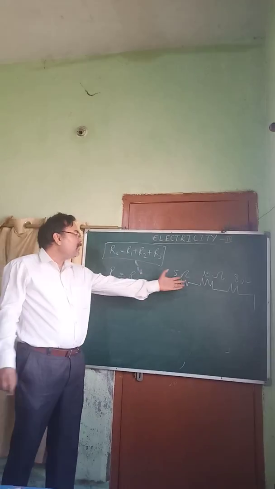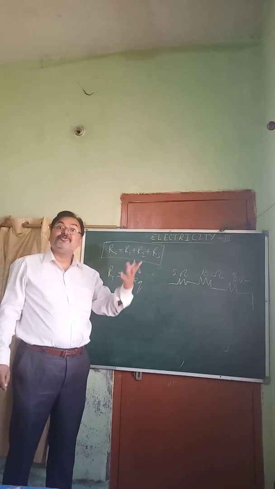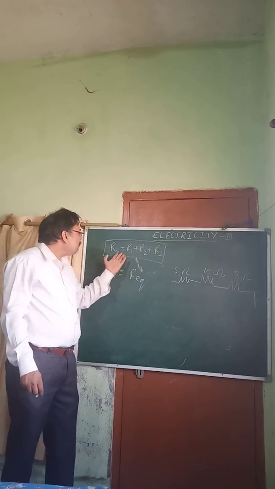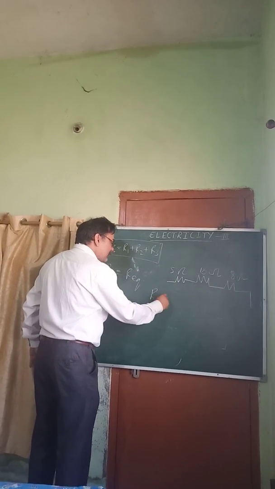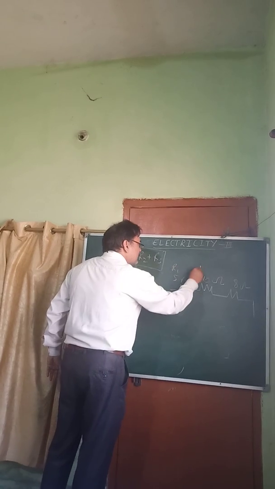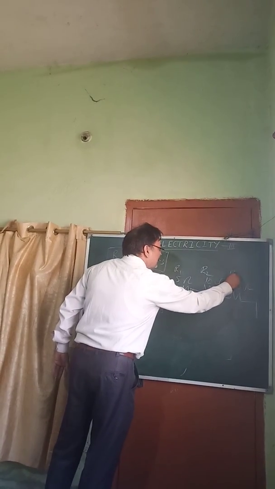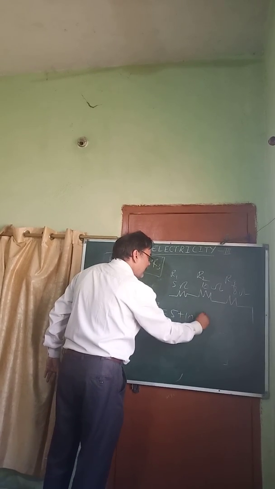So what should be the value of the resistance which we can connect instead of these three? A single resistance. What should be its value? For that, we have to find the equivalent, that is the series equivalent. So RS is equal to R1 plus R2 plus R3. This is R1, this is R2, and this is R3. So we can simply add them: 5 plus 10 plus 8.